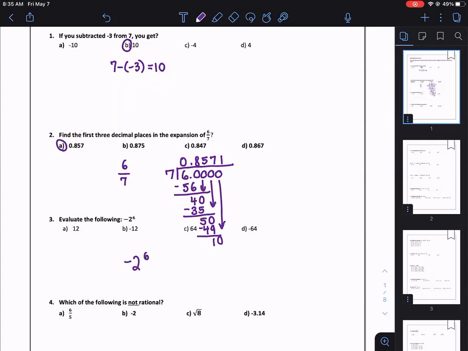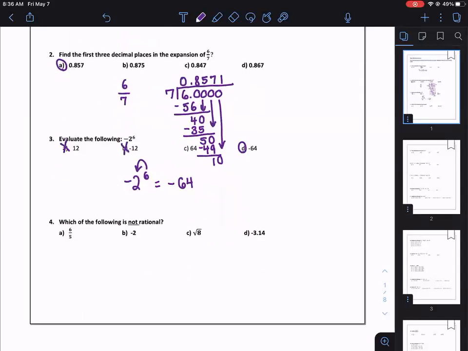For our next problem, the 6 is only attached to the 2. If there were parentheses around the 2, then we would, of course, raise the negative to the power as well. So we're going to have -2 to the 6th power would not be 12. So that definitely eliminates the first 2 choices. And since it's 64 and we negate, it would be choice D.